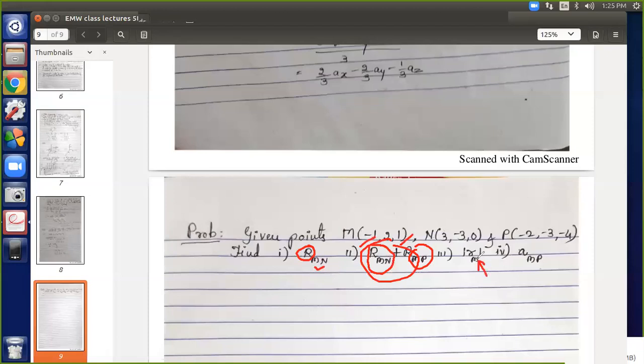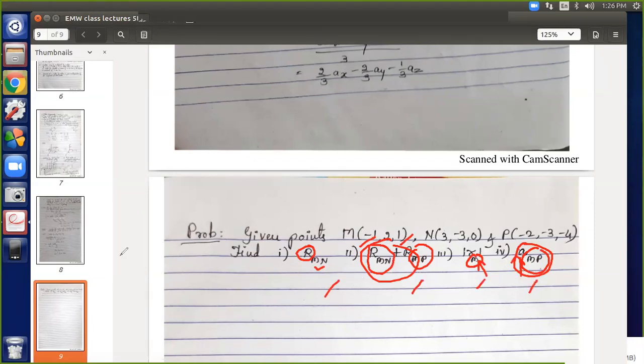Third is small r. It is small r suffix small m. This is indicating the distance from origin to M point. Okay, nothing is mentioned, origin to M point. And this is indicating a unit vector between M point and P point. So these 4 you need to calculate.